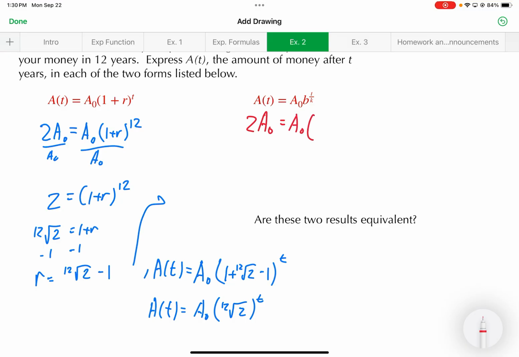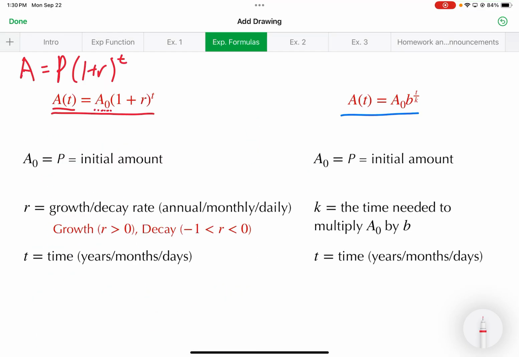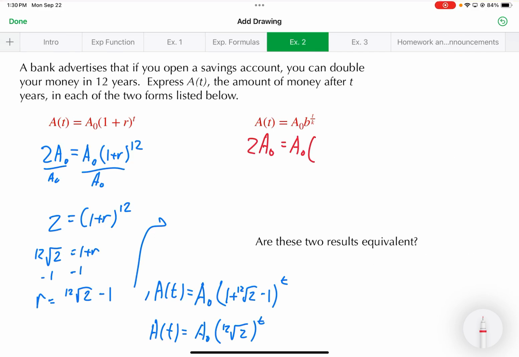Okay, and then my base, let's look back at my formula. It says that k is the time needed to multiply a sub 0 by b, okay? We were doubling our amount, right? So then my b value in this case is going to be what? 2, because I want to know how long it's going to take to double it. So 2 is the value that goes in for my base in this case. And then t over k, and k was how long it took before it doubled. And how long did they say it would take? 12 years, okay?